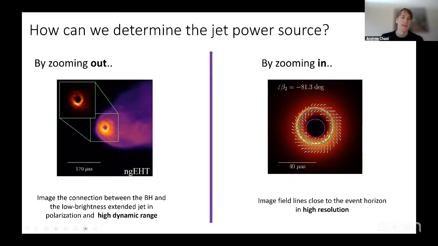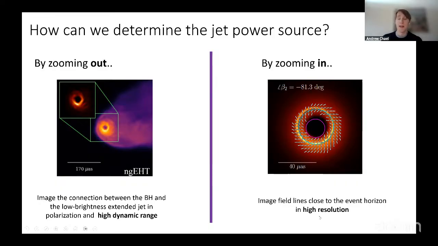But to make progress, I think we're going to do that in two different ways, and both of them relate to measuring polarization on a wider range of scales, both by zooming out, basically by looking at how the black hole is situated in this larger scale jet, and imaging the connection between the black hole itself and the base of the jet in polarization and in high dynamic range, because this jet is much dimmer than the black hole ring that we're already observing.